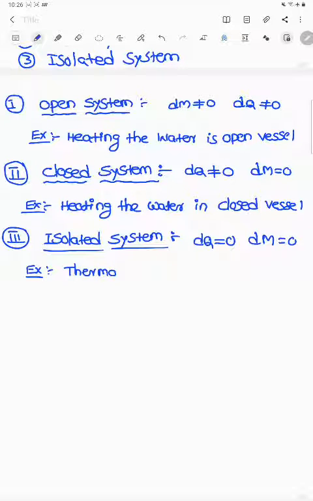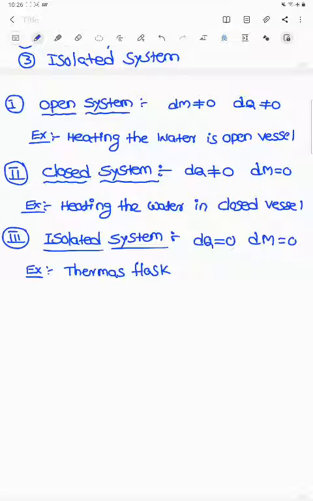Thermos flask. Here the thermos flask contains hot water or hot tea or hot milk or hot coffee. There is no transfer of heat as well as mass from system to surroundings as well as surroundings to system, so that is an isolated system. These are the types of systems.